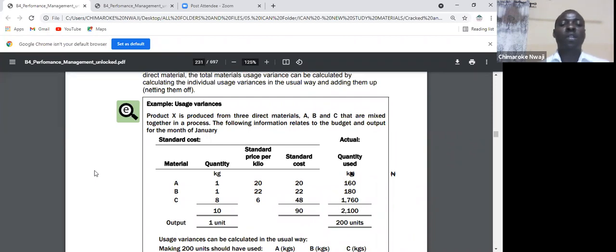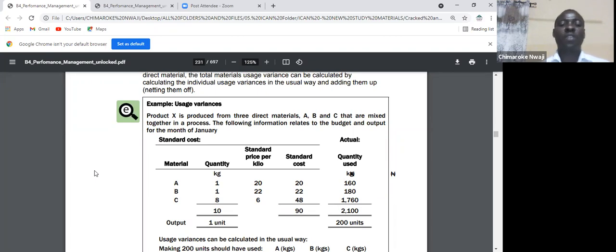Then we look at what is the standard price per kilo. So material A in the market, you can buy 1 kilo for 20 naira. In material B, you can buy 1 kilo for 22 naira. And for material C, you can buy 1 kilo for 6 naira. So how much will you spend to make 1 unit of our product?